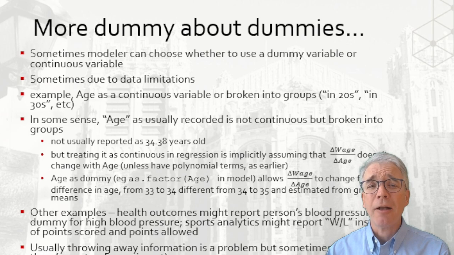For example, health outcomes, we might have the person's blood pressure, but also a dummy variable for if they have high blood pressure. Or if we're doing sports analytics, we could use the win-loss, or could use points scored versus points against. That former, the win-loss, is going to be binned into dummy variables, while the latter is going to be a little closer to a continuous measure. Usually it's better not to throw away information.